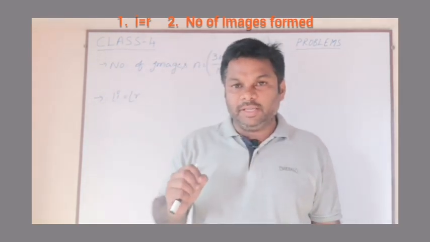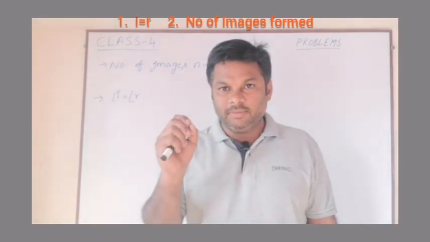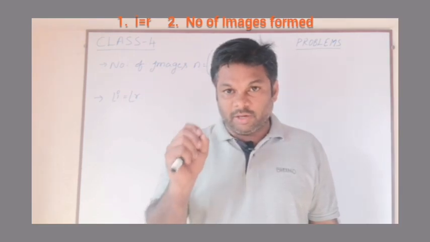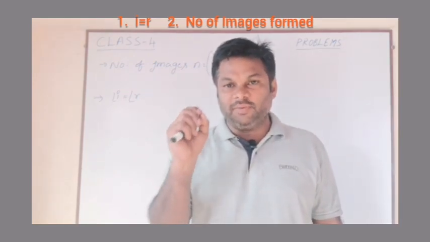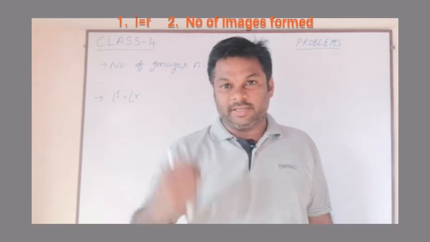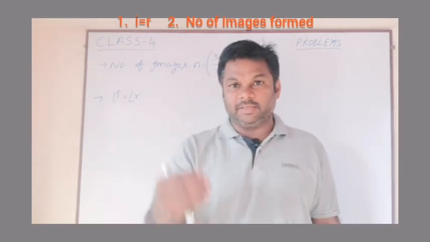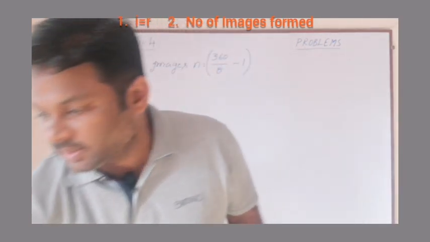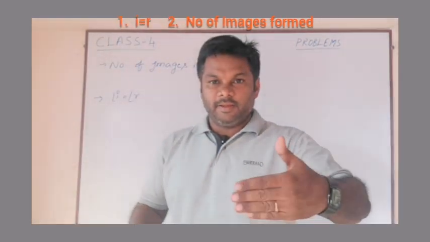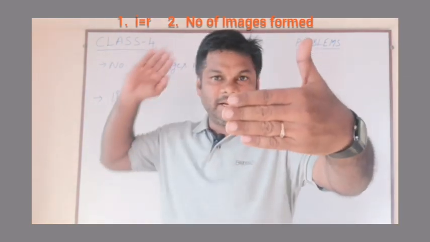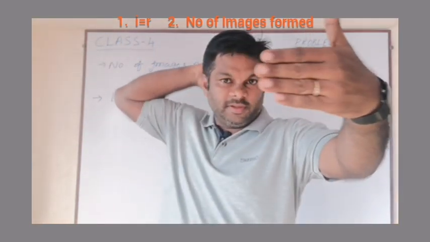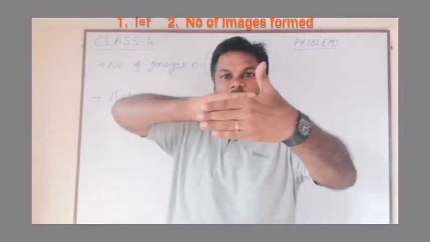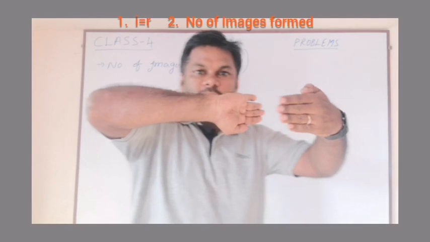Then you watch carefully, you will have an infinite number of images. You can watch that in your front mirror. When the two mirrors are parallel to each other, that means this is the front side mirror and this is the back side mirror. Like this. These two are parallel to each other.